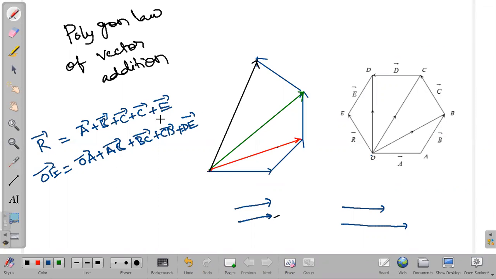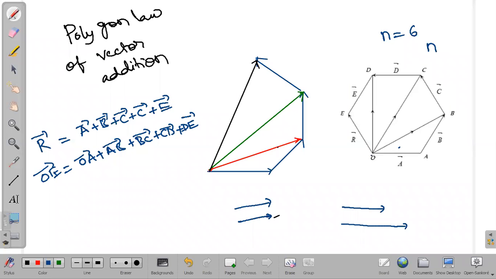That is about all the complete information about the polygon law of vector addition. Here, these sides we will take as n minus 1 sides, with a total of n sides of the polygon. How many total sides are here? 1, 2, 3, 4, 5, 6. So here our n value is 6.